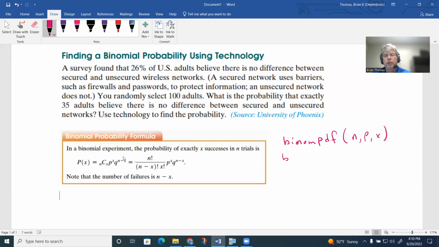So what we pick up on is the binomial probability distribution formula. The N is how many people are involved, which was the 100. The P is the probability, but it's got to be in decimal notation. So it's got to be 0.26, not 26%, but 0.26. And then the X is the number of adults that we're choosing, which is the 35. So if we can input this in the calculator, we can avoid using the actual formula to do it.